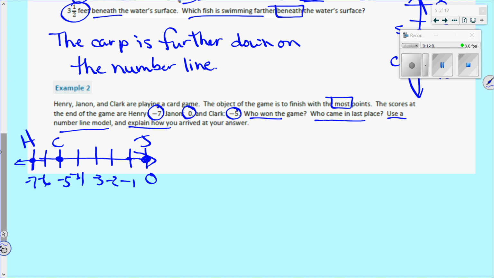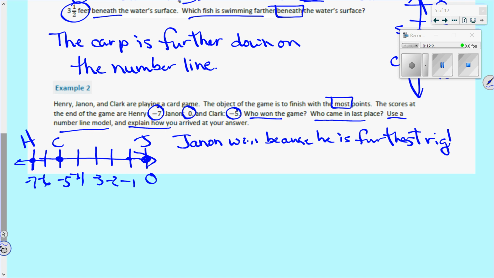So, who won? Why? Because he's the most to the right. So Janan won because he's furthest right. Who lost? Henry came in last. Because? His was furthest left.